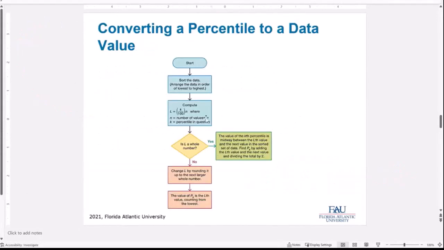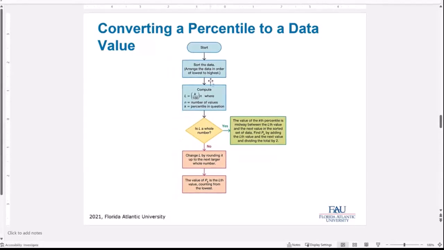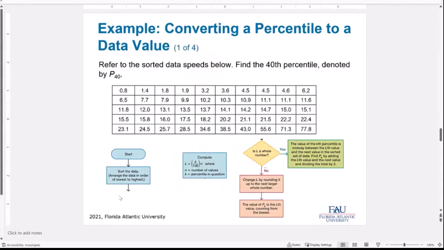We have here a flow chart. I'm going to do it with this example, same exact numbers as we had before. The first thing says start. Okay, we're ready. Sort the data and arrange the data in order of lowest to highest. It's already done.